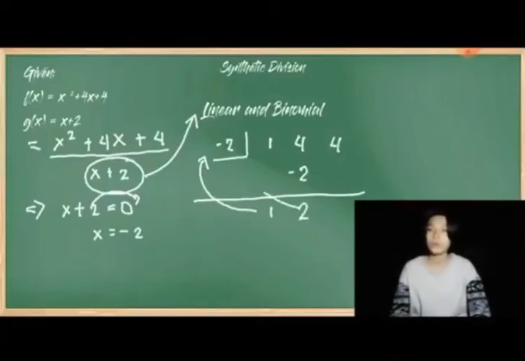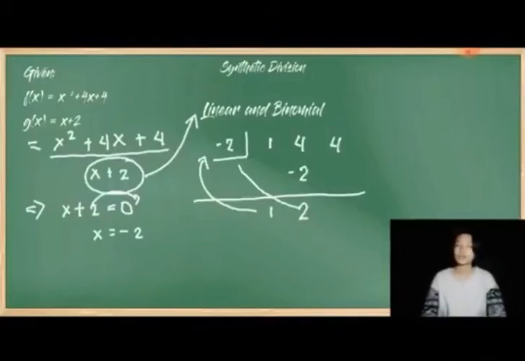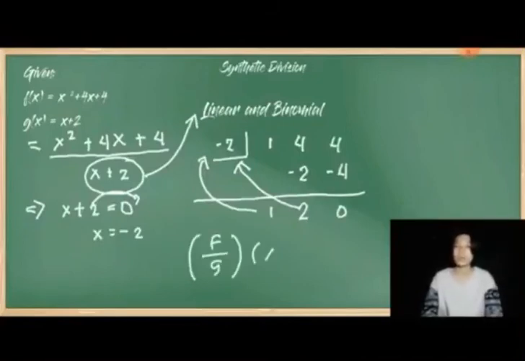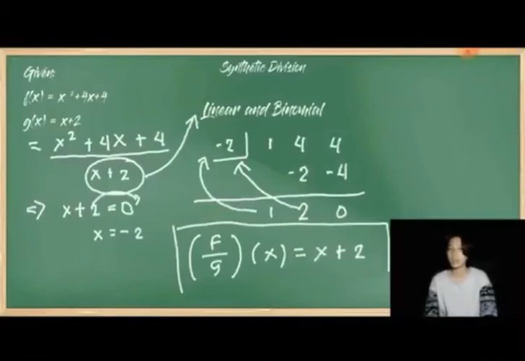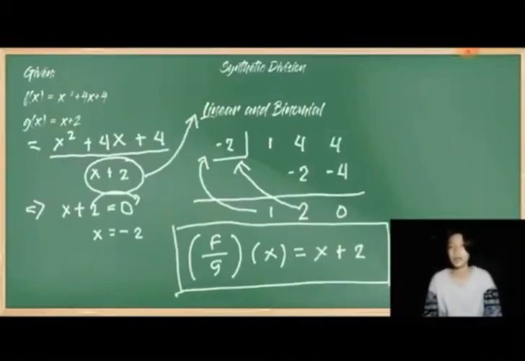Then we will repeat the process. 2 times negative 2 is equal to negative 4. We will put negative 4 here, so 4 plus negative 4 is equal to 0. So we'll have the final answer: f over g of x is equal to x plus 2. The number here is 0, so we don't have a remainder. So that is the final answer.